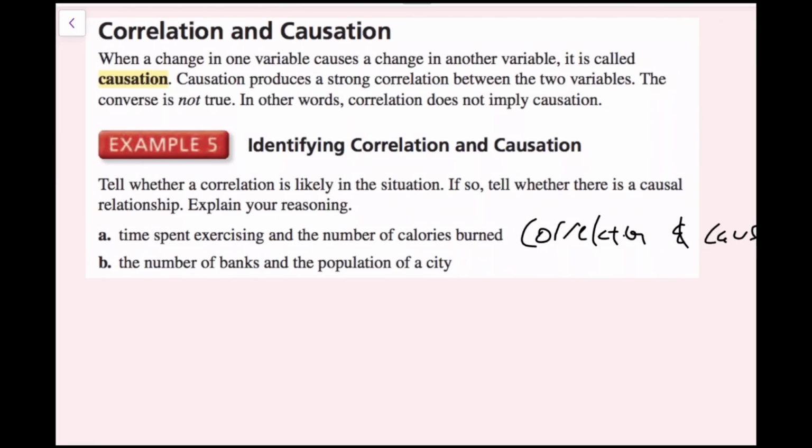For part B, the number of banks and the population of a city. There might be correlation, because if there are more banks, that might mean that there are more people going to those banks. But I would not necessarily say that there is causation there. So I'm going to write correlation down, but I'm not going to write causation down because I don't think that if you build more banks in a city, that necessarily will cause the population to increase. So this would be an example of correlation without causation. And now we're done with this one.